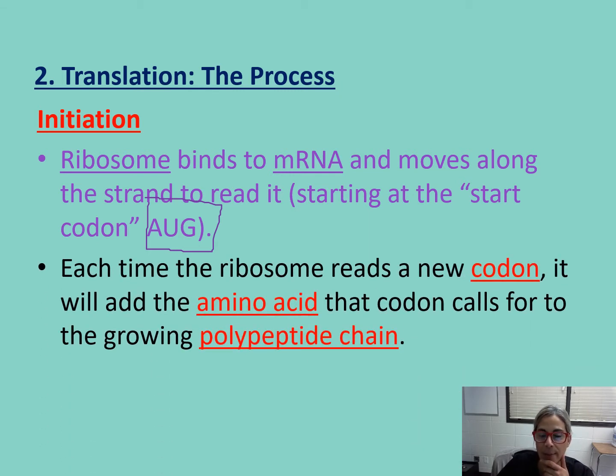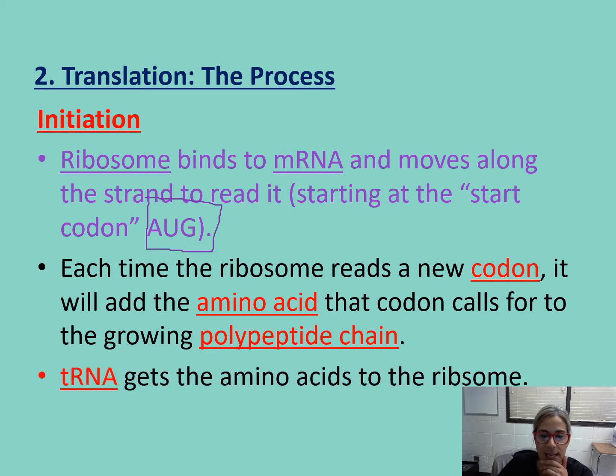Each time the ribosome reads a new codon, and remember our triplet rule, a codon always has 3 nitrogenous bases. Every time it reads a new codon, it's going to add another amino acid to that chain, and then of course as it grows, we call it a polypeptide chain, right? So many peptide bonds. The next RNA to become involved here is what we call the transfer RNA.